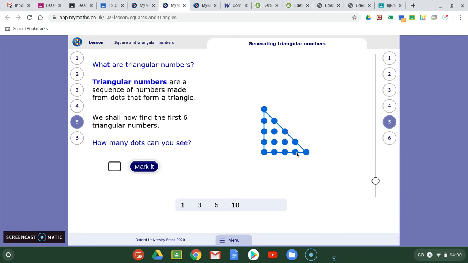All right, we've got another layer underneath. We've added a layer of 5 there. So that's going to be 15 dots altogether. And then last one here that we can fit in there. Added another layer of 6. That's going to be 15 plus 6, which is 21. Well done. You've found the first 6 triangular numbers. So here are the first 6 triangular numbers here: 1, 3, 6, 10, 15 and 21. And they're all found by adding another layer of dots.